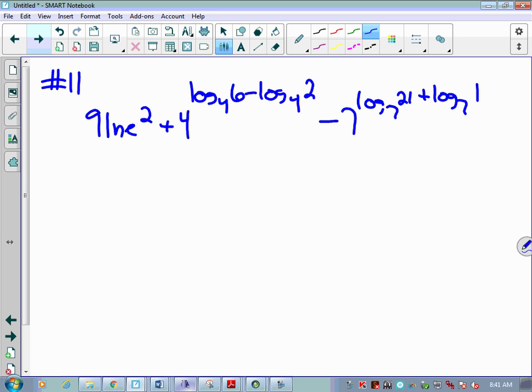Okay, so the first thing that I'm going to do is take this 2 here and move it out front. That's going to become 18. ln e is just 1, so that's 18 times 1. Does that make sense? You can go with me there. All right, when I've got 4 to the log base 4, basically I'm cutting this down to 6 divided by 2. What's 6 divided by 2? 3. Okay, over here, minus, so what I'm looking at here is 21 times 1, which is 21.